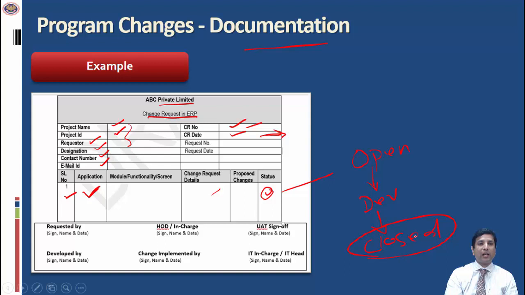Why? Because as auditors, we are only interested in those changes which have been closed, which means they are implemented. Other changes which are work in progress, we may not be very much keen to look at because they don't impact the production system, and as auditors we may not have to look into those specific change requests. They don't pose a risk.